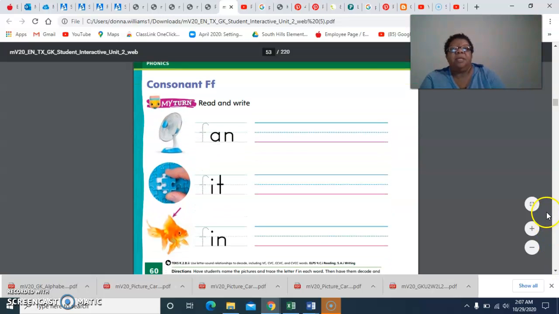Okay, and then for tomorrow, you'll have CVC words to copy: fan, fit, and fin. So you'll write these words here, write them 2 times. Make sure to leave a little space between each time that you write the word fan, fit, and fin. And they're pointing to the fin.